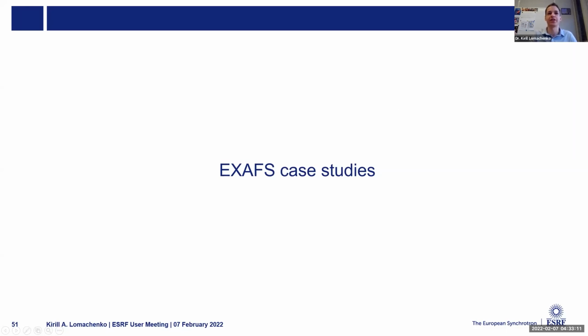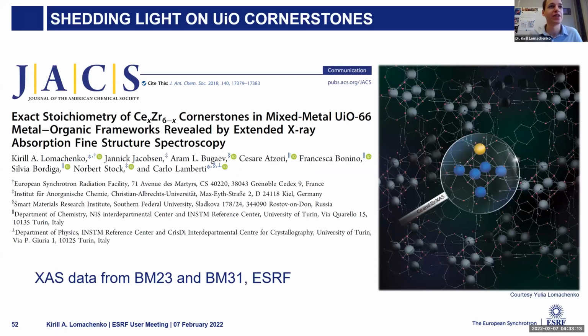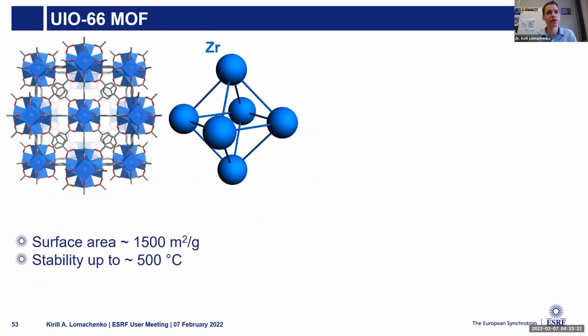So, case studies. The first one is about metal organic frameworks. Again, we do quite a lot of them. It's about the mixed-metal UiO-66 metal organic framework, which has cerium and zirconium in the cornerstones. This MOF is a cubic MOF, which has inorganic linkers, zirconium octahedra, in its, let's say, classical plain vanilla version.